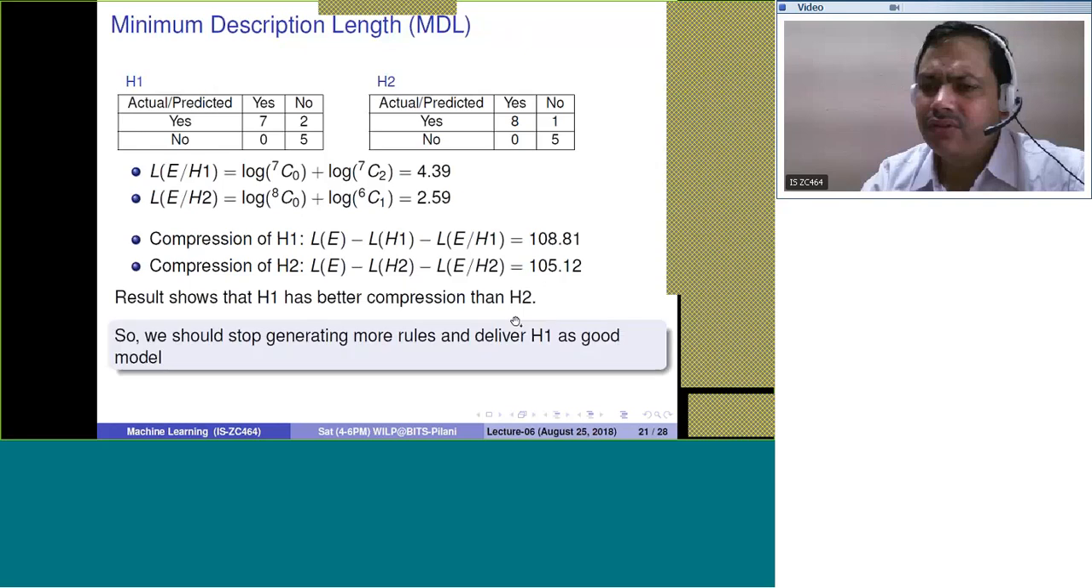Very important concept. The result shows that H1 has a better compression than H2. Hypothesis 1, which actually makes more errors, has a better compression than H2. So from the information theoretical viewpoint, you are not going to select H2, because although H2 is the better algorithm, you are not going to choose H2 as an output. You are going to choose H1 as the better algorithm. Okay.